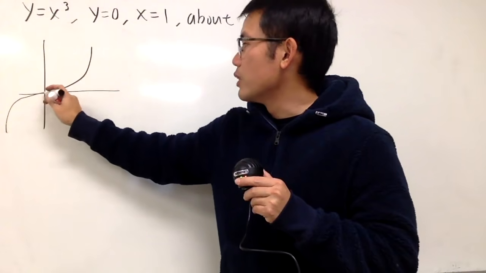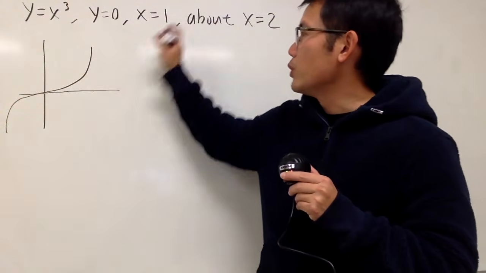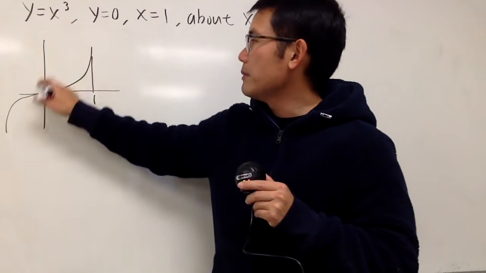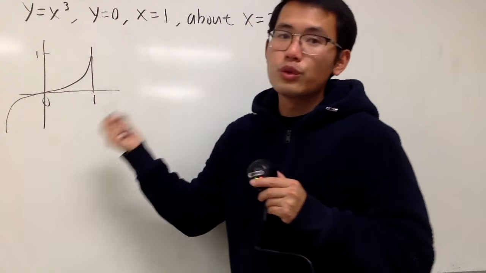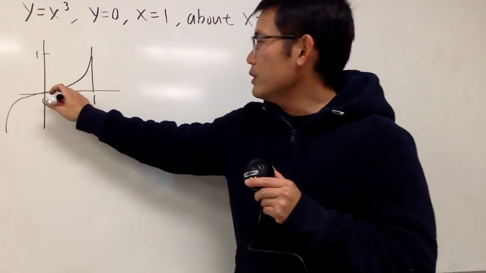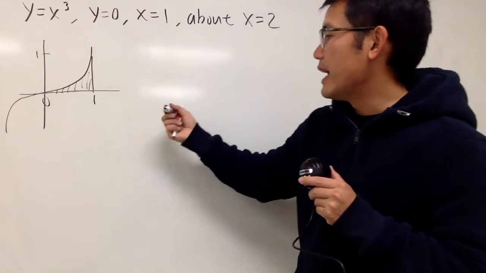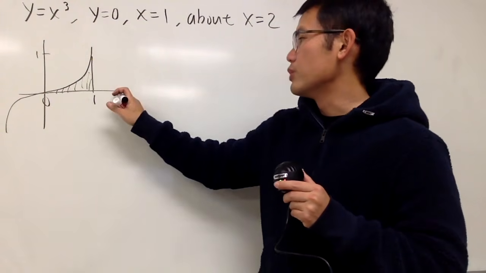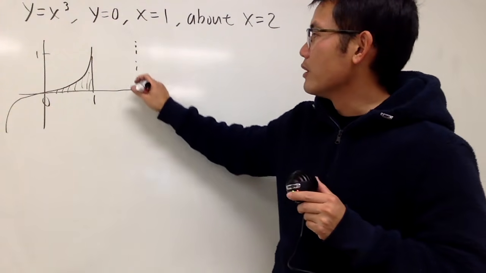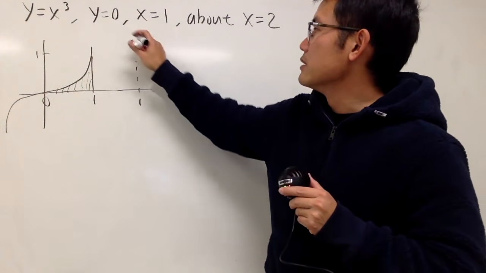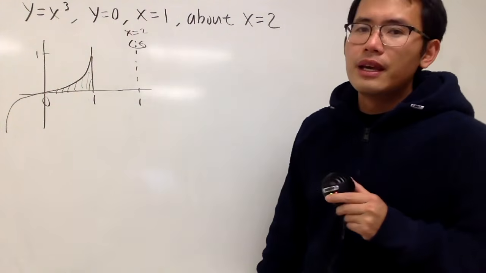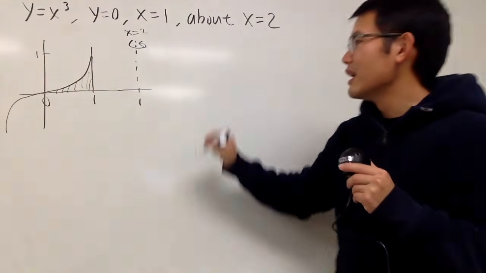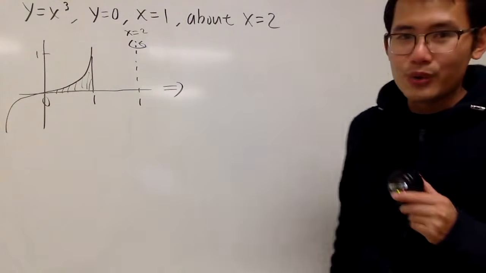And y is equal to 0 is just the x-axis. And we want x is equal to 1. So we have the 1 right here, right? And keep in mind, when x is 1, y is also equal to 1. So this is the region that we want. And then we want to do this, right? We want to rotate this about x is equal to 2. So it's going to be right here. This is where x is equal to 2 is, right? So you're going to get like a volcano. It's like you take this part and rotate it, and here is how I will show you.